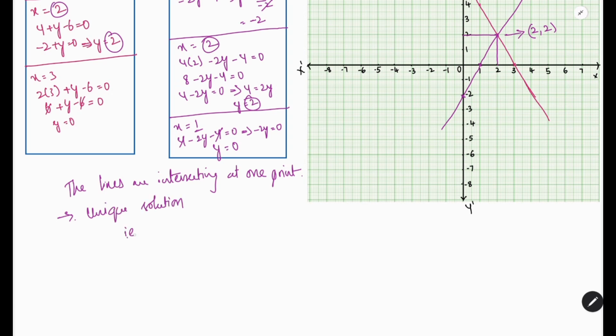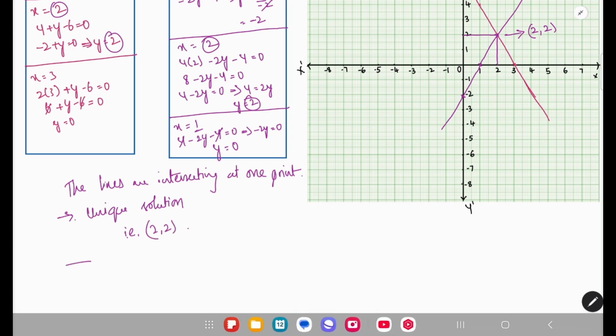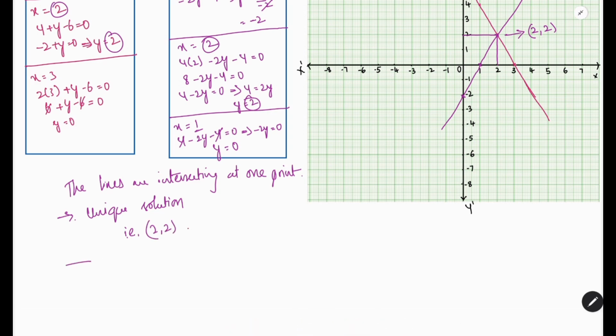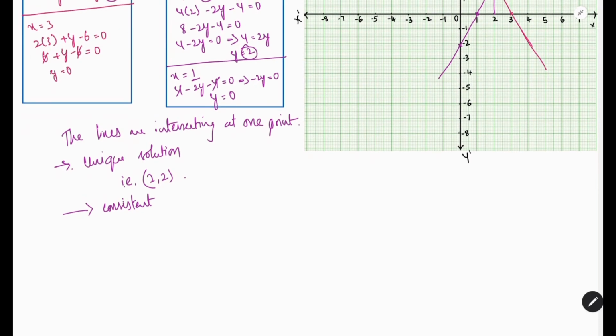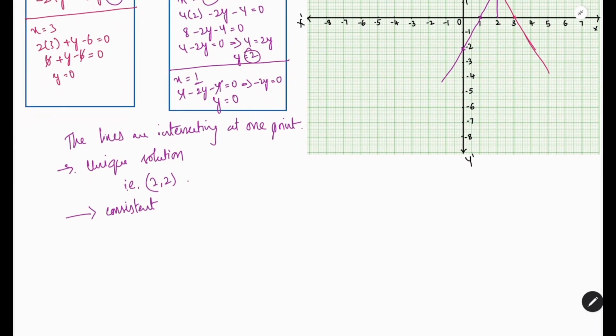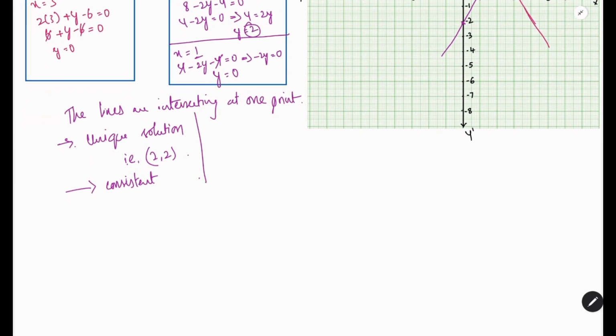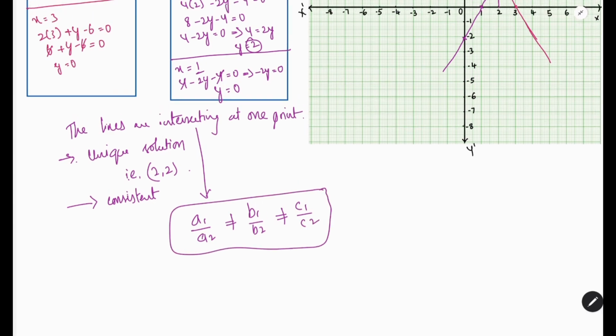What is that unique solution? We have seen 2, 2. Okay. And if the lines are intersecting, then it is a consistent pair of linear equations. See, if the lines are intersecting, what is the condition? A1 by A2 not equal to B1 by B2 not equal to C1 by C2. Okay, this is the condition. Okay, we'll see the next one.